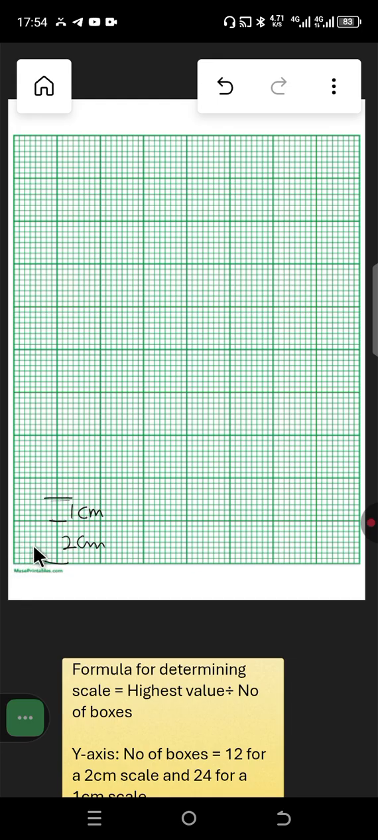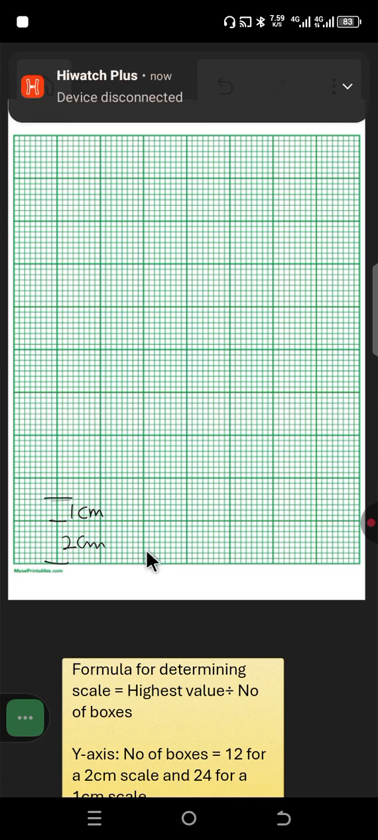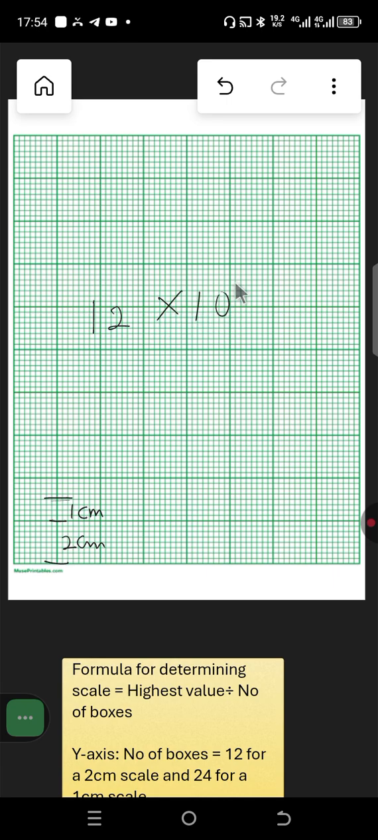Now if we count, this is 1, 2, 3, 4, 5, 6, 7, and 8. Now this particular graph that we have here is a 10 by 8 graph. It's not a YX standard. If it's a YX standard, we are going to be having a 12 by 10 graph. That's what we're going to have. 12 means 2 centimeter boxes along the vertical axis or your y-axis, and 2 centimeter boxes of 10 along the horizontal axis, as you can see.